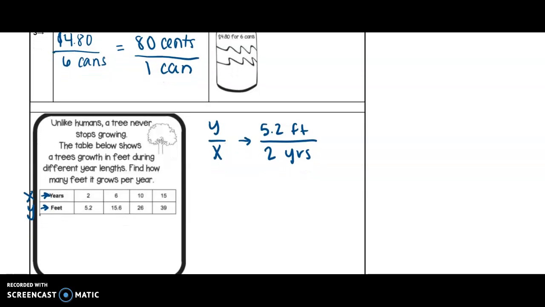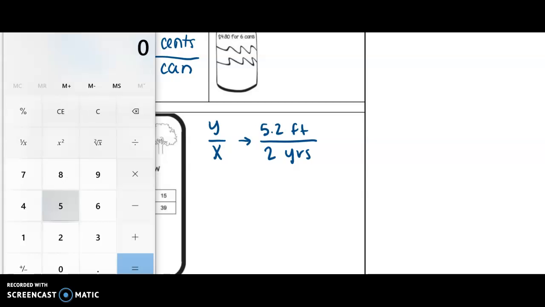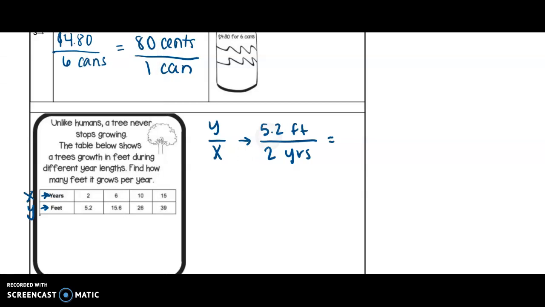And then to find out how much it grows in 1 year, I'm going to divide just like we learned above. So 5.2 divided by 2, and I get 2.6. So it means that it went 2.6 feet in 1 year. That's kind of crazy. It grew a little bit more than 2.5 feet in 1 year. And you can do that off of any part of it. So we're going to also practice by doing all 3 of these.